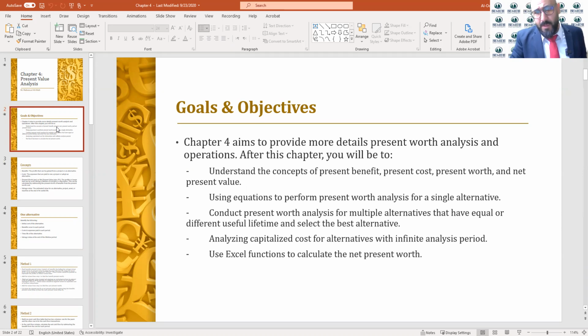So we will be learning about all these things, whether conducting the present worth analysis for one alternative, two alternatives, whether they have an equal lifetime or different lifetime, or maybe even unlimited lifetime, which is infinite lifetime. And of course, we're going to use Excel. That's the last objective for this chapter. We'll be showing you how to use Excel to conduct the cost analysis.